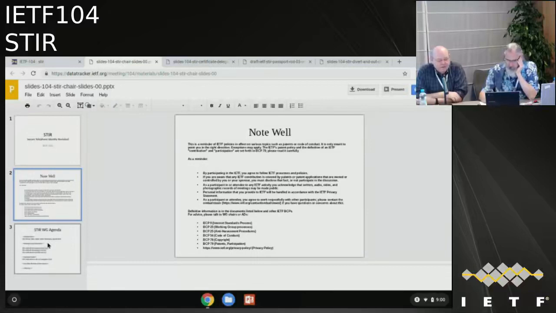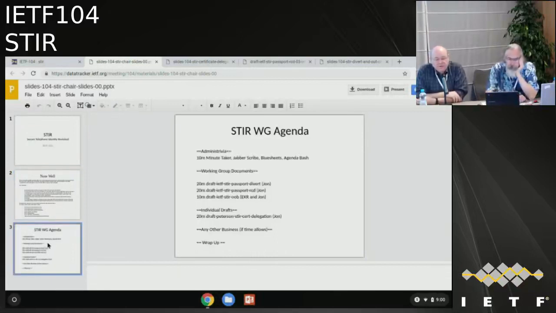First slide of the agenda. This is the things we have on the agenda. Is there any agenda bashing? Okay. Then we'll go ahead and get started. The first presentation is on divert. John?